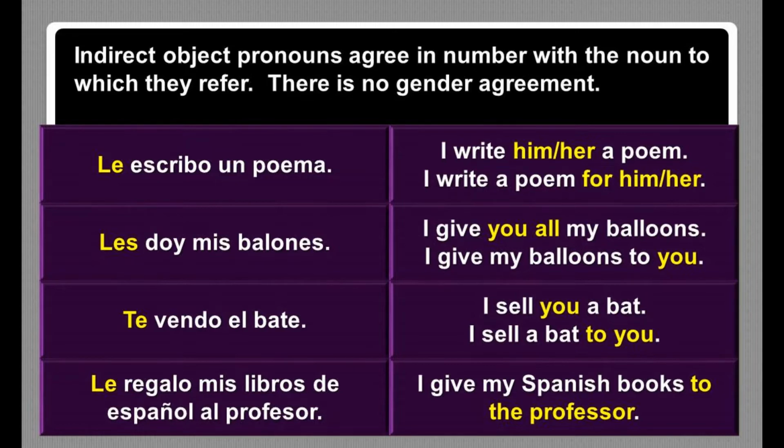Te vendo el bate means I sell you a bat, or I sell a bat to you. Te is the indirect object. Le regalo mis libros de español al profesor means I give my Spanish books to the professor. Le here pertains to the professor, the indirect object in the sentence.